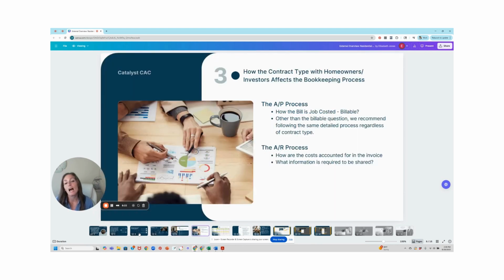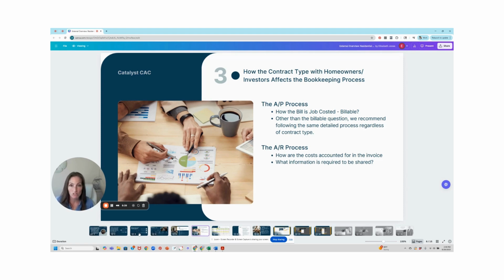All right, so how does the contract type affect the bookkeeping process? So we're going to look at the accounts payable process and accounts receivable process specifically. So in the accounts payable process, it will matter how the bill is job costed. Will we mark this bill billable or will we not?